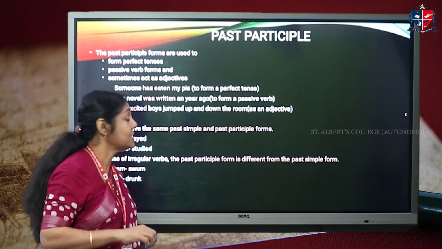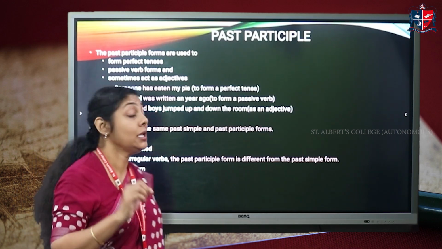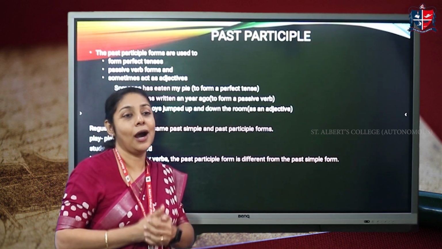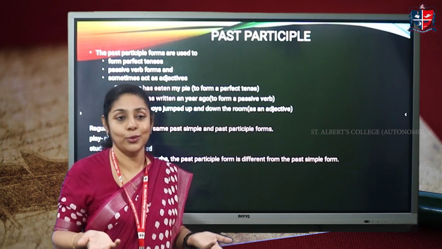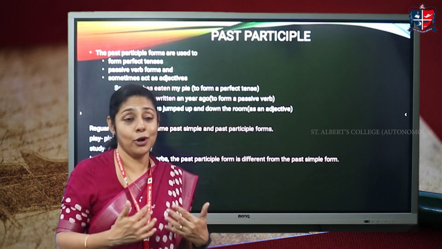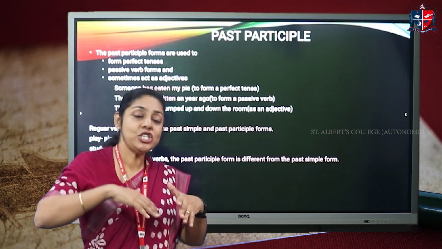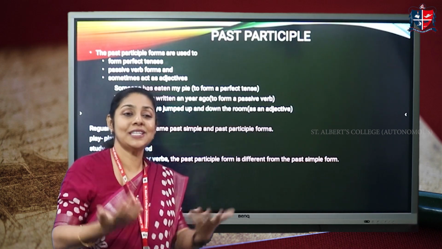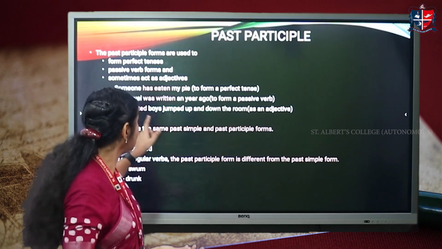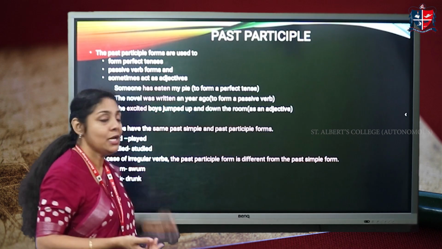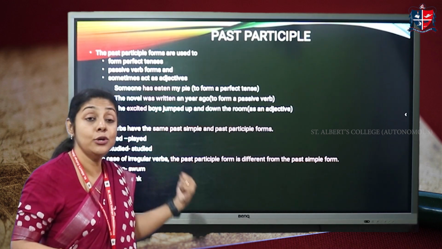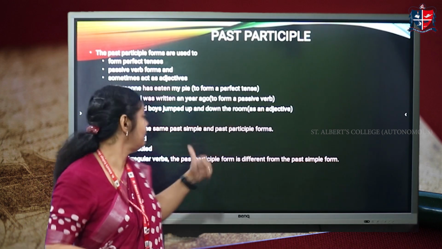Whereas in the second sentence, the novel was written a year ago, this is a passive form. So I would say, I wrote a novel a year ago. That is the active form, right? But when I change that to passive, it becomes a novel was written by me a year ago. So that is a passive verb, right? So here we see that past participles can be used to denote passive forms.